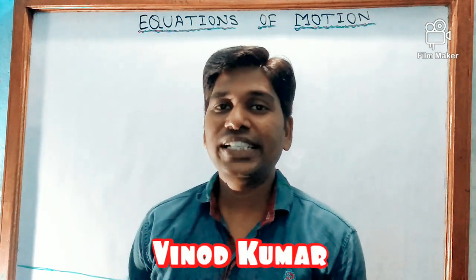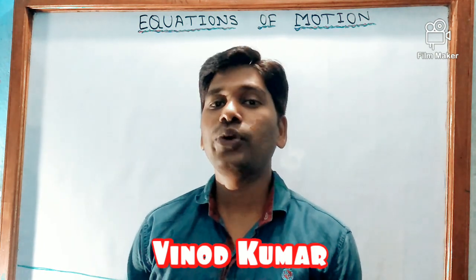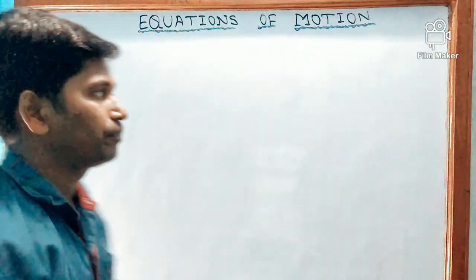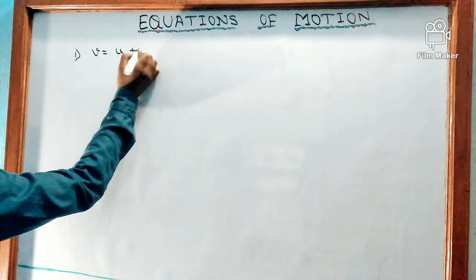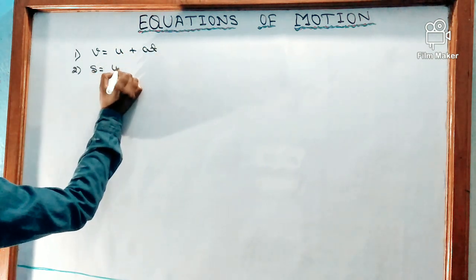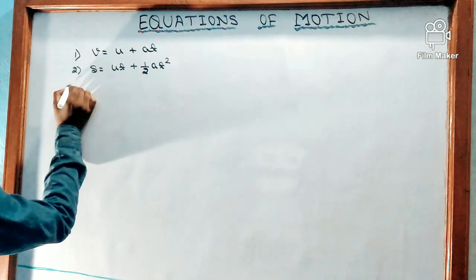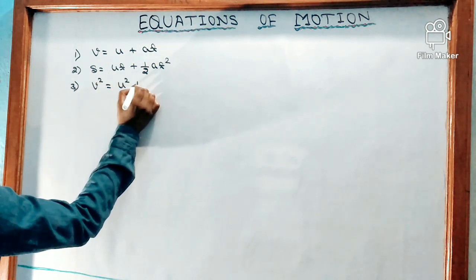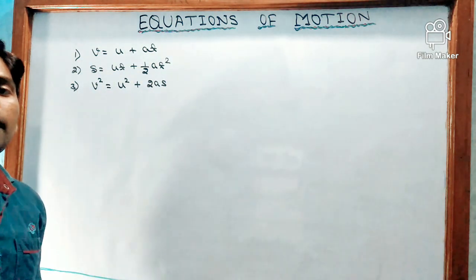Welcome dear students. In this video I am going to explain about equations of motion. Let us first see the equations. The first one is v = u + at. Second, s = ut + (1/2)at². And third, v² = u² + 2as, where the symbols have their meaning.